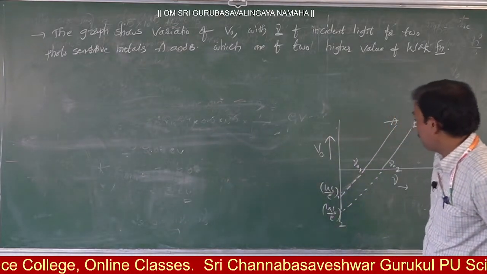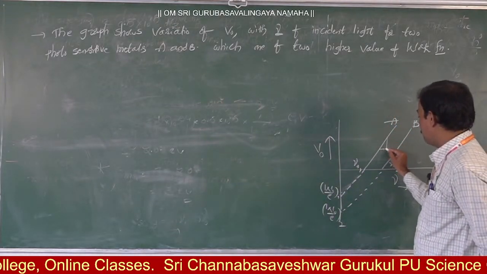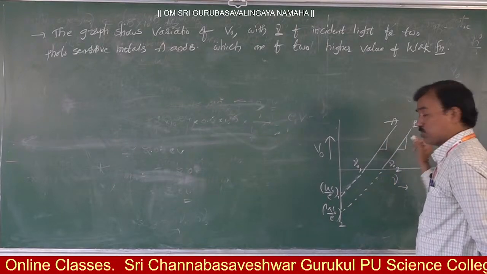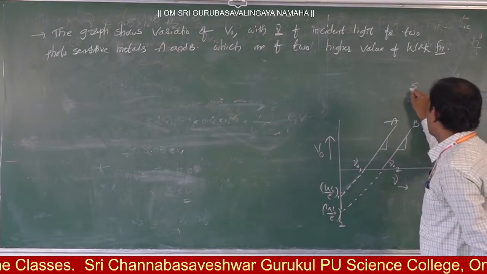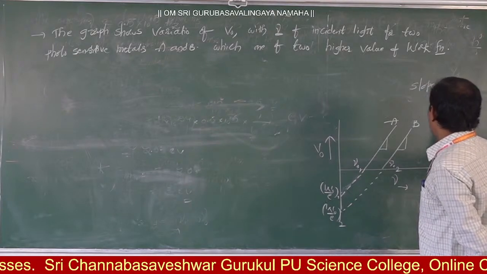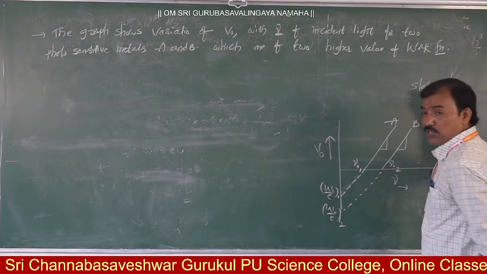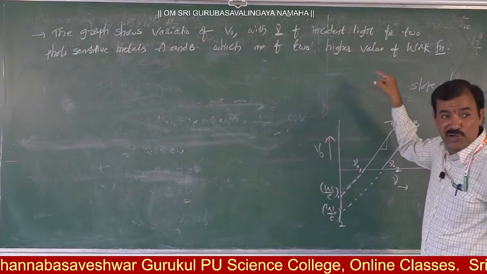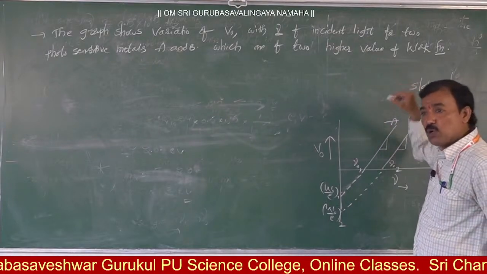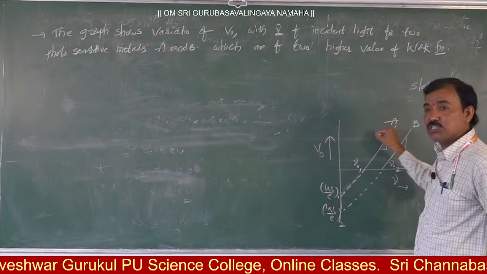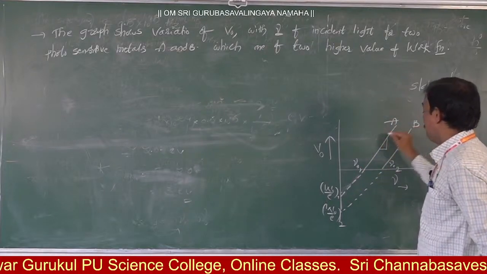What is the slope here? This first is the slope of graph A, and this is the slope of graph B. What is that value? The slope is equal to h by e. The value should remain the same for all metals, so the slope should remain the same. So h by e should remain constant.